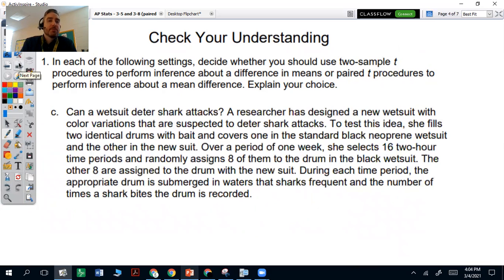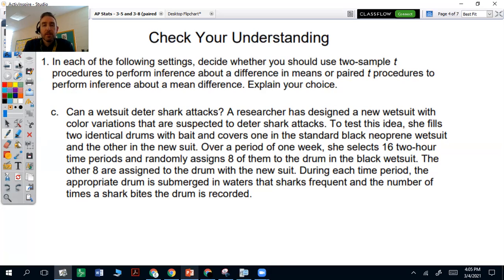And the last one. Can a wetsuit deter shark attacks? A researcher has designed a new wetsuit with color variations that are suspected to deter shark attacks. To test this idea, she fills 2 identical drums with bait and covers one in the standard black neoprene wetsuit and the other in the new suit. Over a period of 1 week, she selects 16 2-hour time periods and randomly assigns 8 of them to the drum in the black wetsuit. The other 8 are assigned to the drum with the new suit.